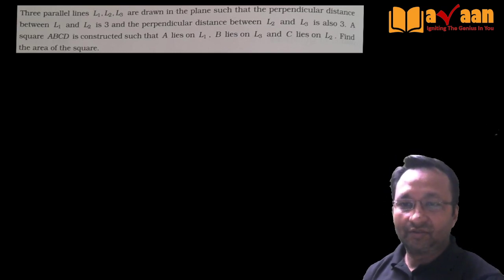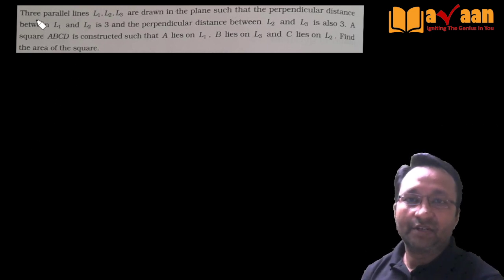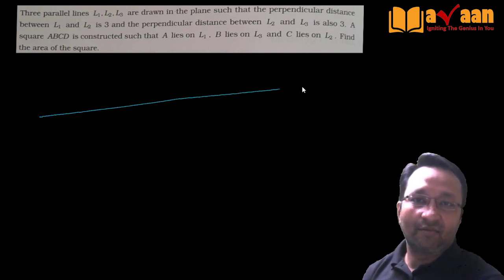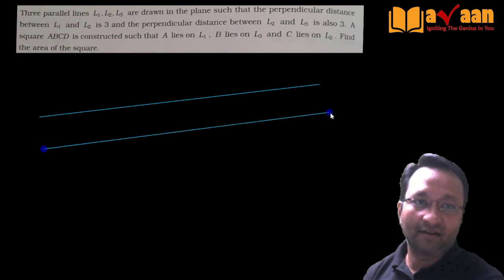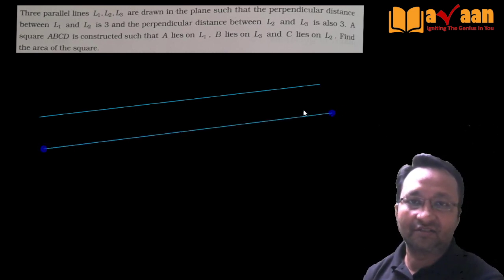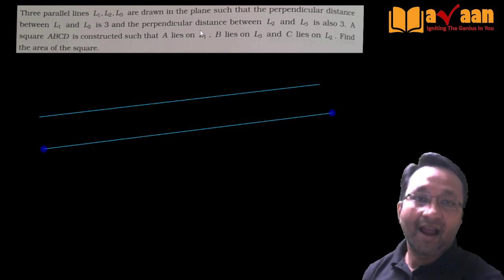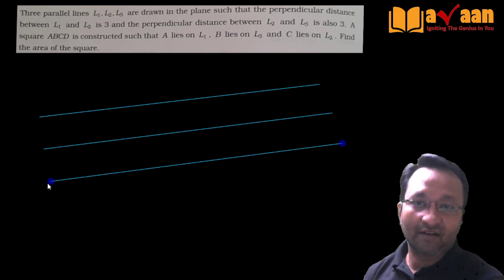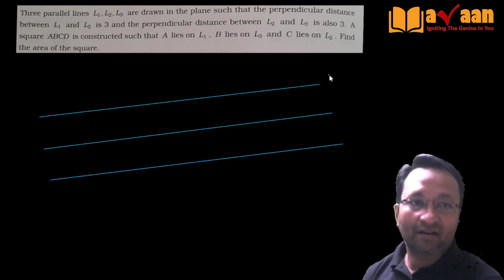Good evening. So let us take this first problem of IOQM 2022. Three parallel lines L1, L2, L3 are drawn on a plane such that the perpendicular distance between L1 and L2 is 3. So let me take this first line as L1 and then another line L2, assuming some distance between them is 3. And the perpendicular distance between L2 and L3 is also 3. So I take an approximate equidistant line L3 also. Let me mark three of them, L1, L2 and L3.